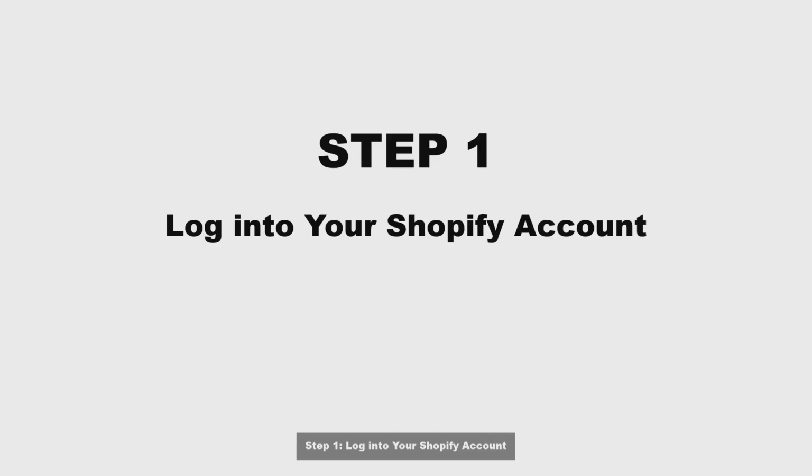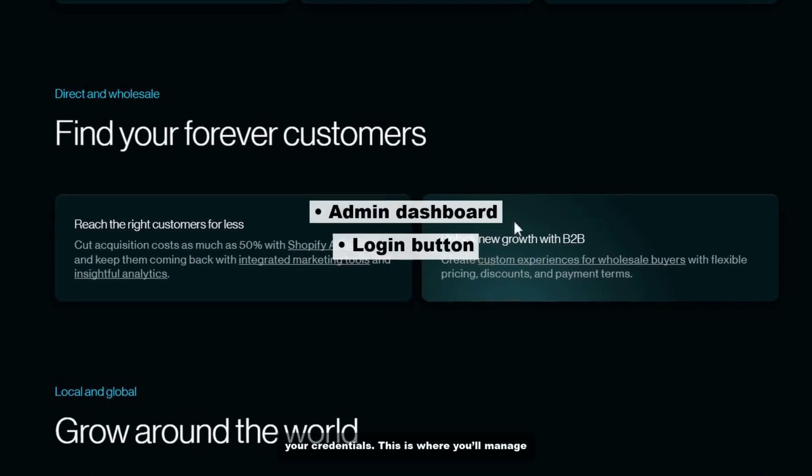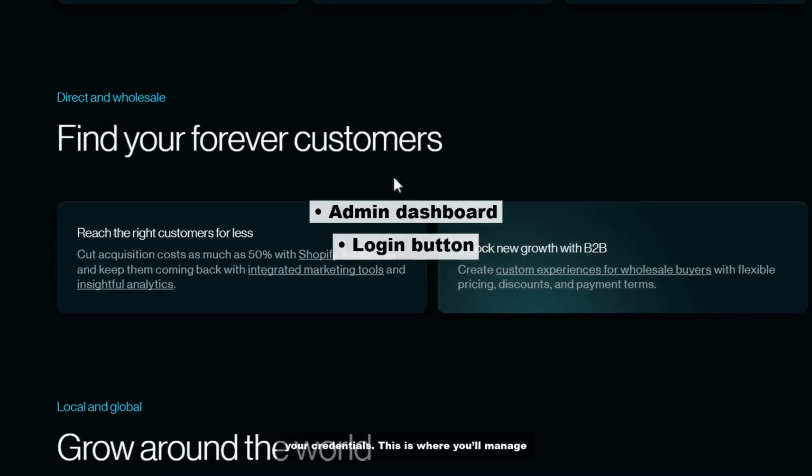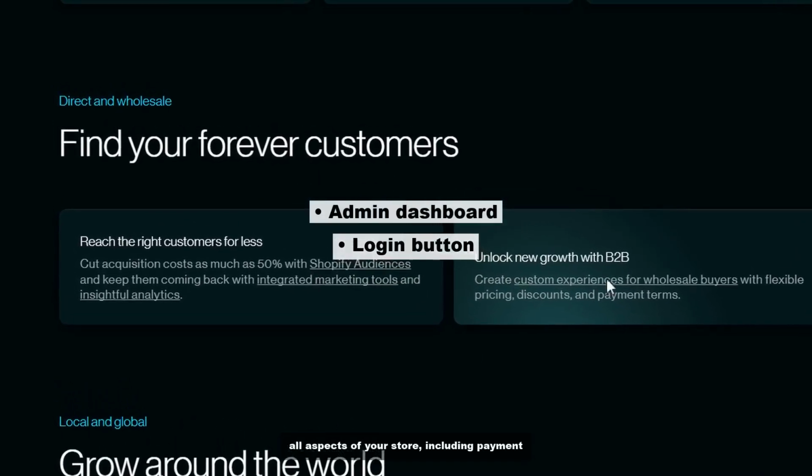Step 1. Log into your Shopify account. Access your Shopify dashboard by entering your credentials. This is where you manage all aspects of your store, including payment settings.